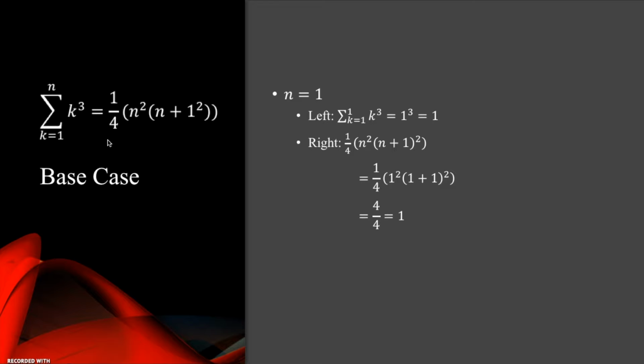On the right-hand side, we get 1/4 times n squared times (n plus 1) squared. We plug in 1 for n, so we get 1/4 times 1 squared times (1 plus 1) squared. The (1 plus 1) squared is 2 squared, which is 4. So here we have 4 times 1 times 1, and we have the 4 in the numerator. And we divide it by 4, so we get 1. And in the end, on the left-hand side, we get 1. On the right-hand side, we get 1. So the base case is proved.